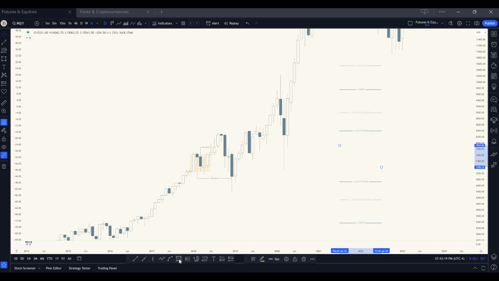So to give you an idea of this, here's a box right here. And what I'm going to do is highlight the range of that box. And as you can see, both sides are equal, right? They're exactly equal. That's exactly what you need.